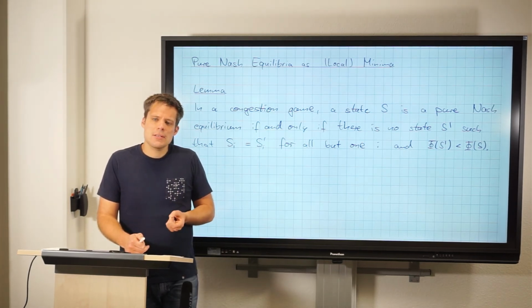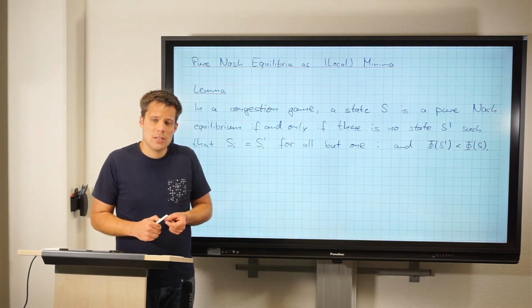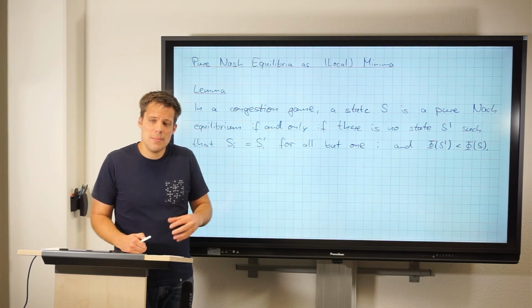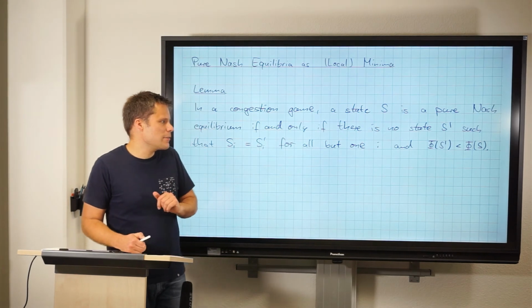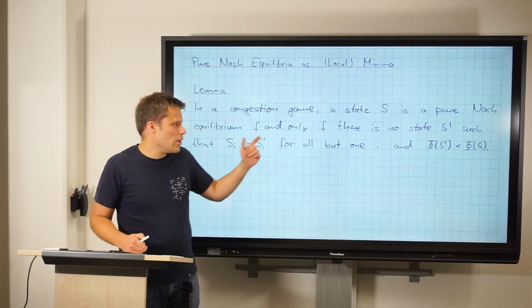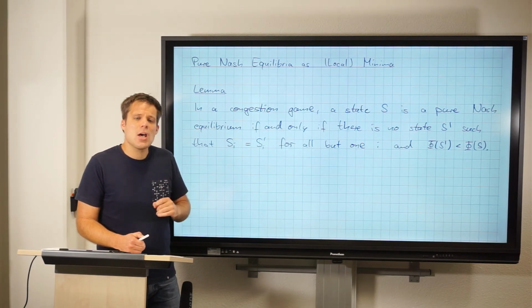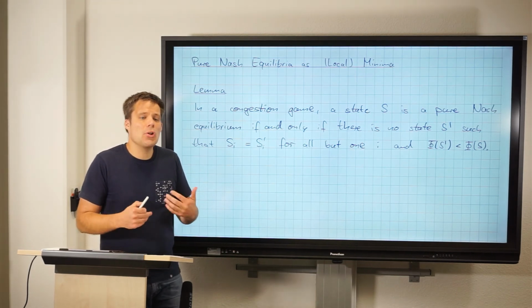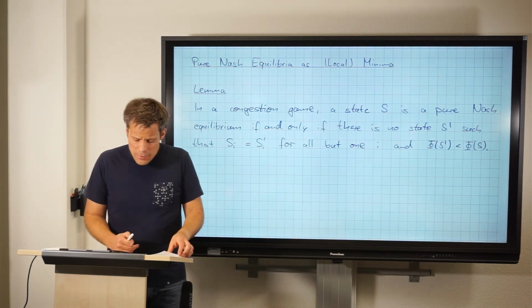You see that a global minimum of the Rosenthal potential definitely fulfills this. A state that minimizes the Rosenthal potential, for this there cannot be a different state which has a smaller Rosenthal potential, and therefore this is immediately fulfilled. But there are also other states which might be local minima but not global minima. So let's prove this lemma.